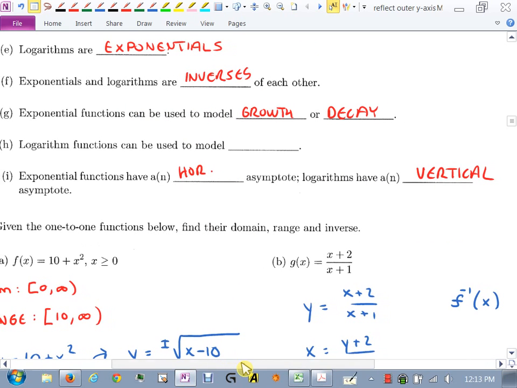Exponential functions have horizontal asymptotes, right? Remember these horizontal asymptotes for exponential functions, and it's the opposite for the log. It has a vertical.